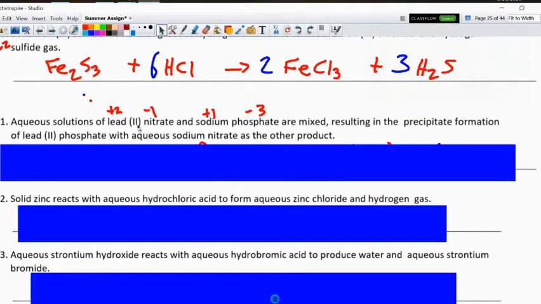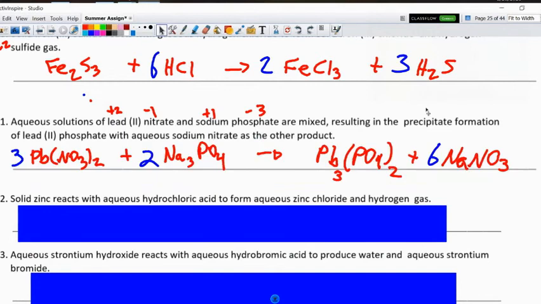Number 61, lead nitrate, +2, -1, sodium phosphate. And then on the second half, we have lead phosphate, sodium, and nitrate again. So those are the same charges, which is why I didn't write them down a second time. And after I wrote the formulas carefully, I then came back and balanced it.